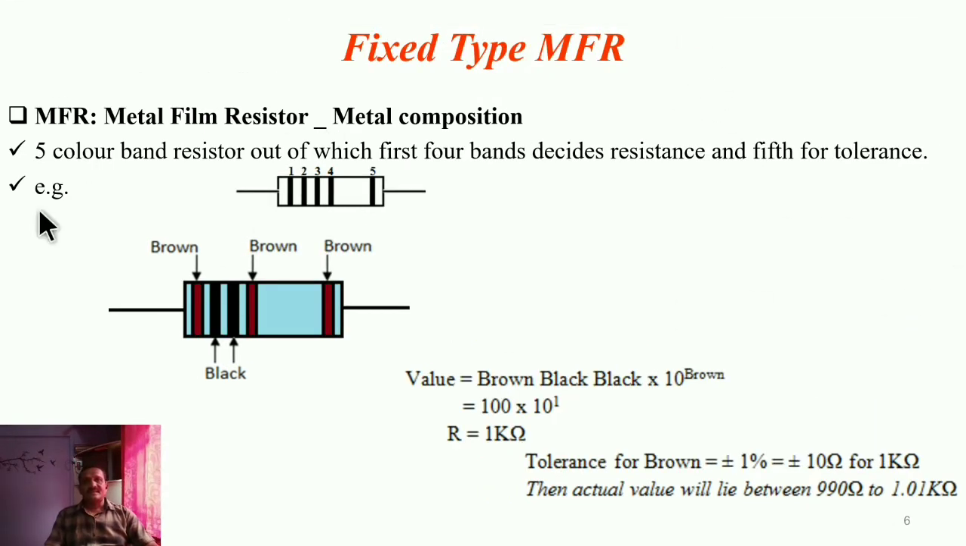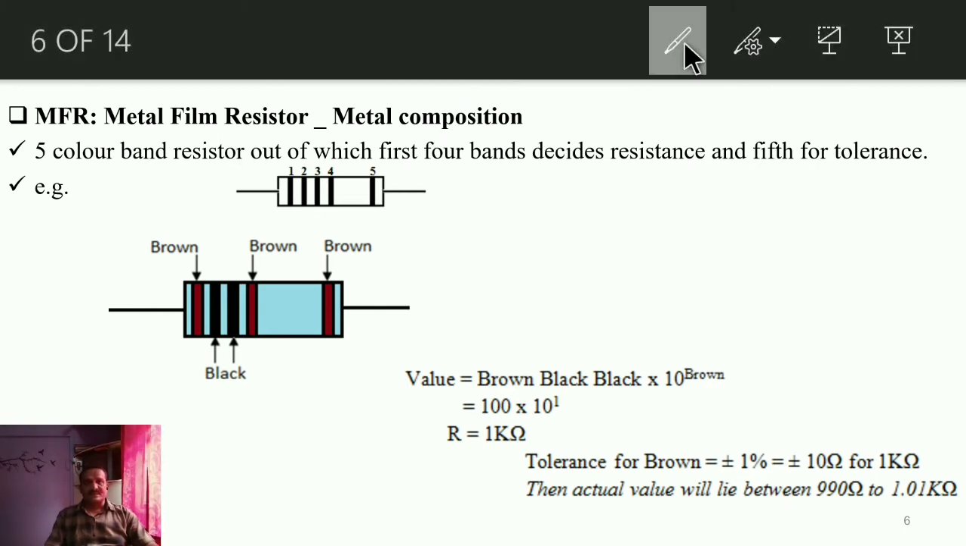Then the next type under the fixed type of resistor is MFR, that is metal film resistor, which is manufactured by metal composition or a mixture of various metals. Now the basic difference you will observe here is that in this MFR type there are 5 color bands.